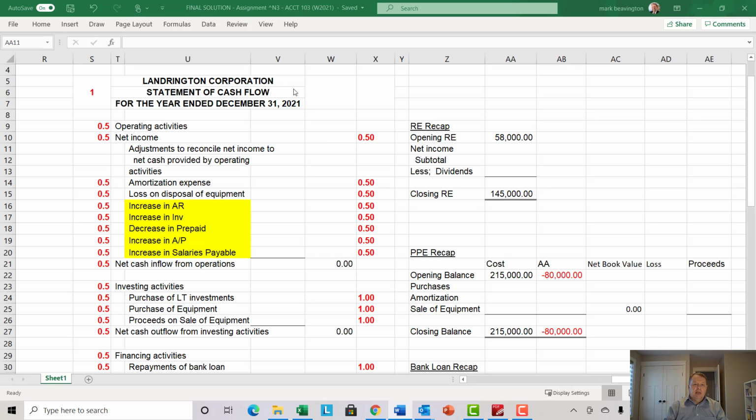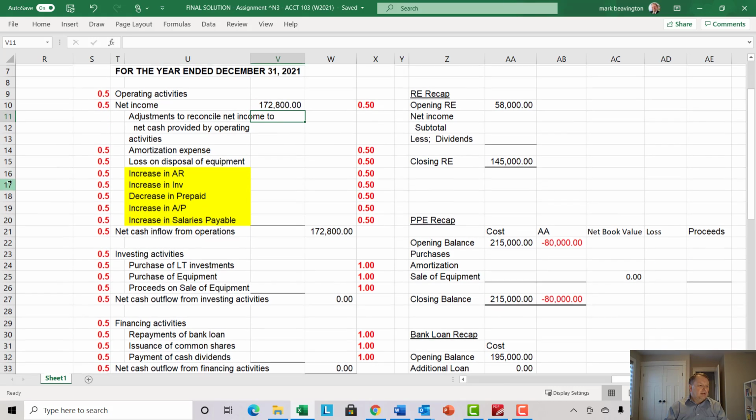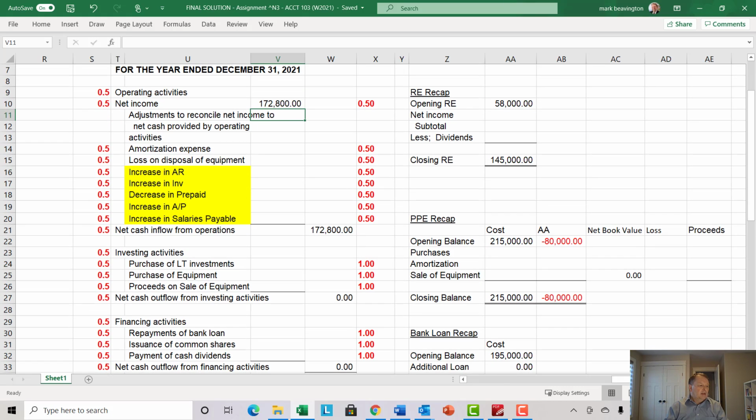There were marks to be had for making sure that you had the right name, statement of cash flow, and for the year ended, just like the income statement, December 31st, 2021. So here on the net income side, we had net income $172,800. That's coming right off the income statement that was given to you.